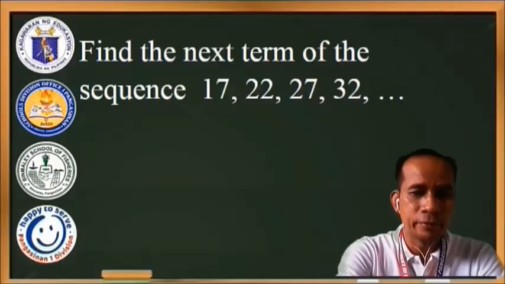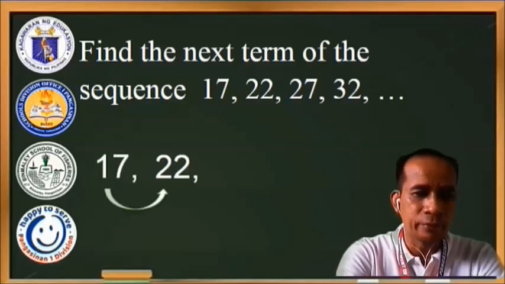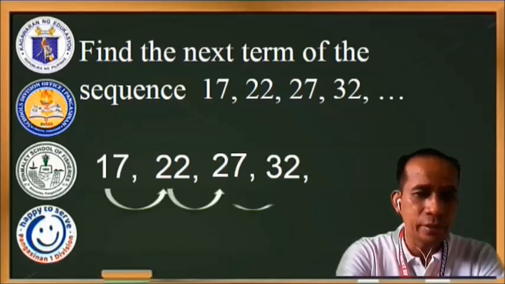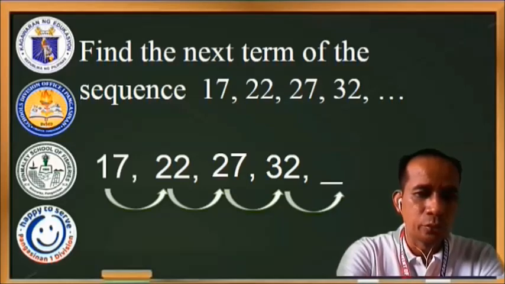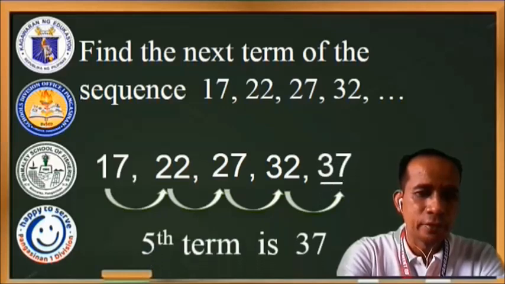Find the next term of the sequence 17, 22, 27, 32. Get the first term and the second term of our sequence. As you observe, we obtain 22 by adding 5 to the preceding term, and this is the pattern to obtain the next term of our sequence. So what will be the next term after 32? Adding 5 equals 37. So this is the fifth term of our sequence.